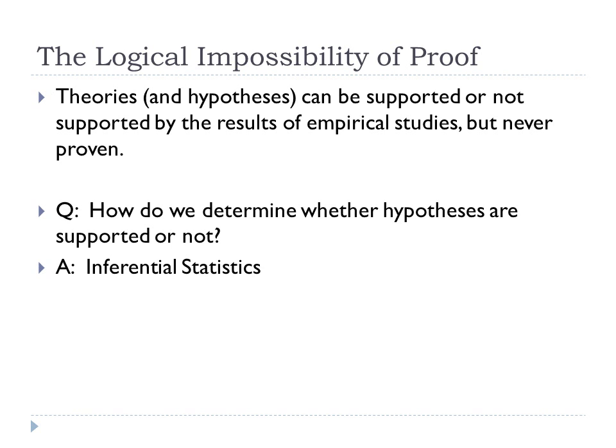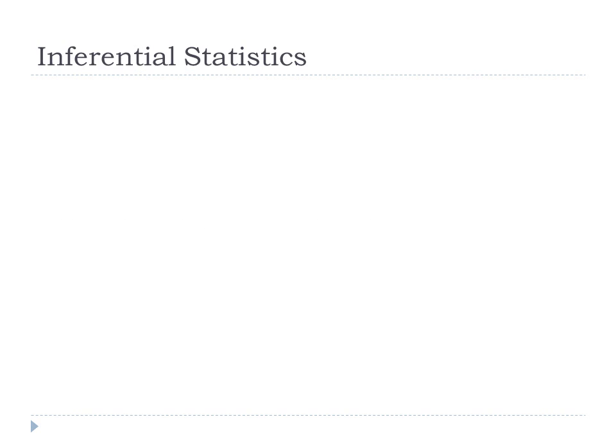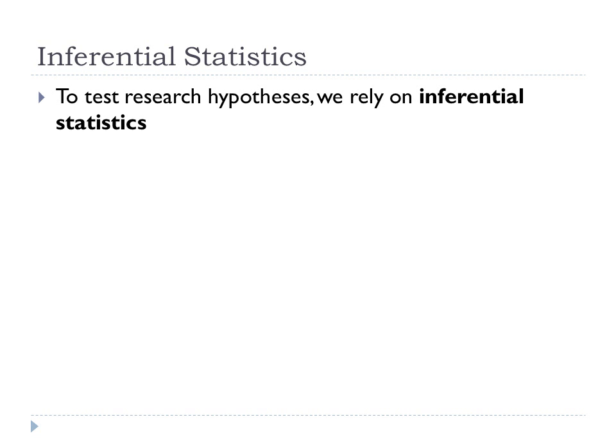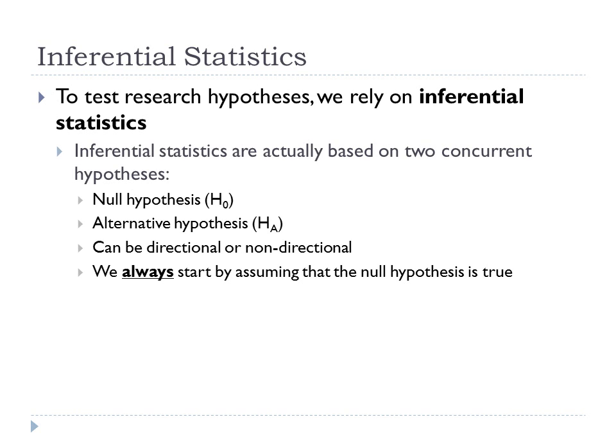Right? So the question is, how do we determine whether or not our hypotheses are supported? And the answer to that is through inferential statistics, the types of tests that we're going to use this semester. So what are inferential statistics? This is what we use to test research hypotheses. Inferential statistics are actually a formula or a system of testing predictions based on two concurrent hypotheses. We call them concurrent because we make two hypotheses at the same time. We have a null hypothesis and we have an alternative hypothesis.